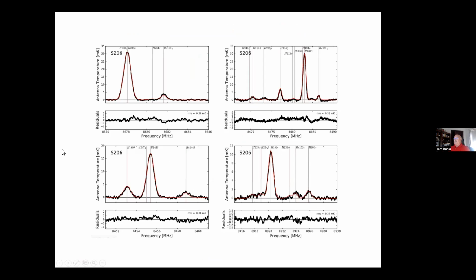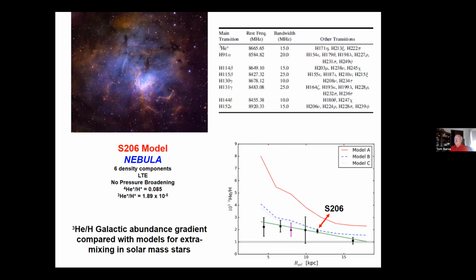And here are the same model, different recombination line transitions: H144 delta, H130 gamma blended with H208 mu, H93 kappa, H152 epsilon, delta n equal to 4. It's a remarkable confirmation of recombination line theory and spectrometer performance. That model stems from 6 density components, LTE, no pressure broadening, a helium-4 plus to hydrogen plus intensity ratio, and that abundance of helium-3.